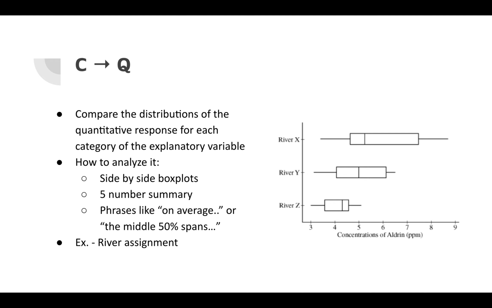First off, we have the categorical explanatory variable and the quantitative response variable relationship. This can be best examined using side-by-side box plots, which can be seen in this example from our river analysis assignment. To analyze it, we would compare each box plot using the 5-number summary against another box plot and use terms such as on average or the middle 50% spans. This helps us to distinguish between the groups and gives us a reference value to base our analysis off of.